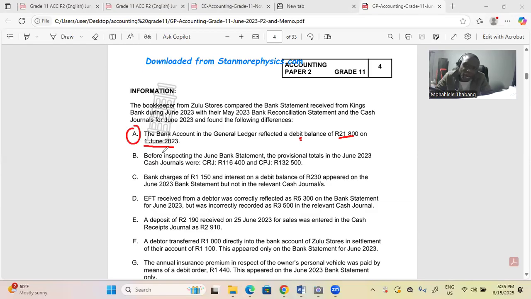We are preparing the bank reconciliation statement of 30 June 2023. So 1 June 2023 is the beginning of the month. This might be implying an opening balance of the bank account. And how much is it? It's 21,800. This is going to be useful in our step number 2, where we calculate the correct balance of the bank account. You still remember I said you need to update CRJ, you need to update CPJ, and you need to calculate the correct balance of the bank account.